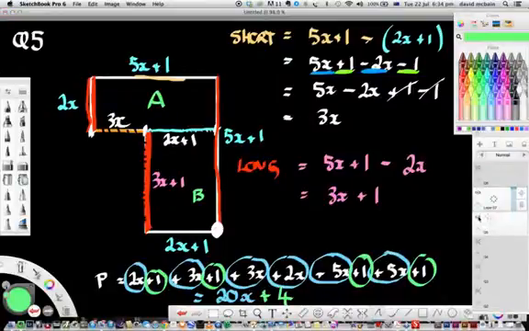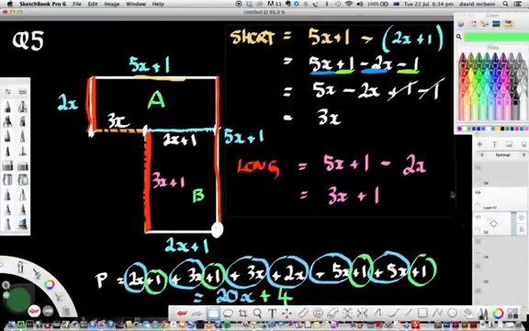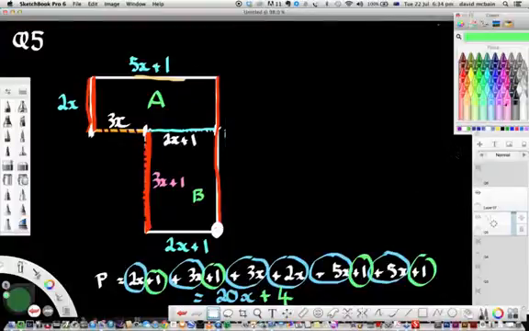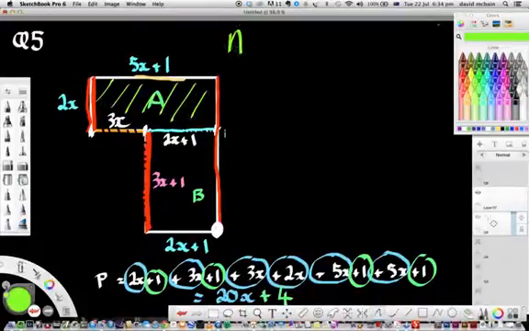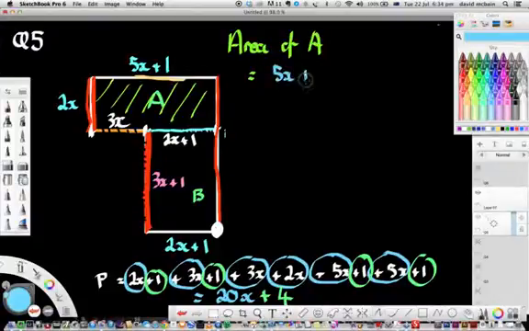What will I do? I will go back to here and I'll get rid of all of that, give some room. Okay, so the area of A, let's look at the area of A in here. So the area of A is going to equal its length by its width. So its length is 5x plus 1 multiplied by its width, which is 2x.